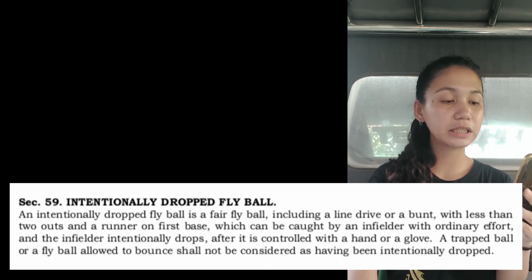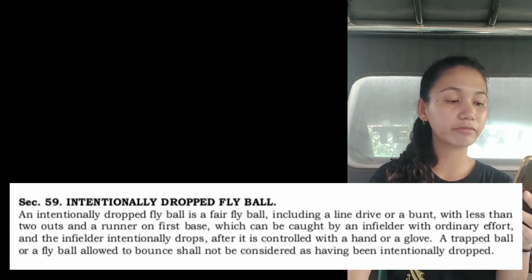An intentionally dropped fly ball is a fair fly ball, including the line drive or a bunt, with less than 2 outs and a runner on first base, which can be caught by an infielder with ordinary effort, and the infielder intentionally drops it after it is controlled with a hand or a glove. A dropped ball or a fly ball allowed to bounce shall not be considered as having been intentionally dropped.